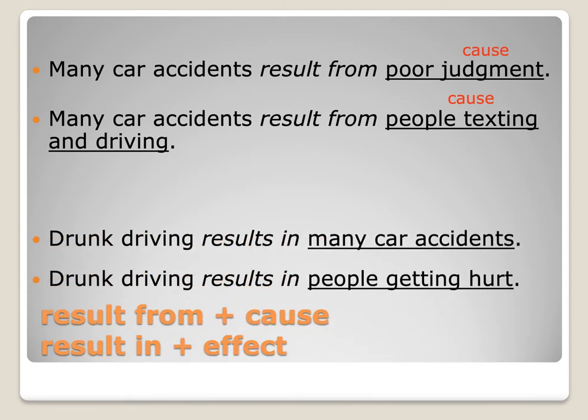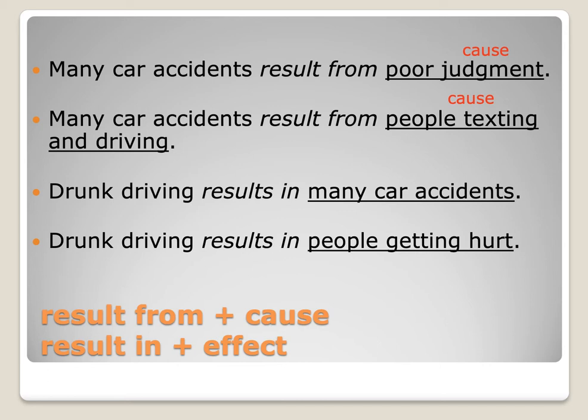Now let's look at results in. So we can say drunk driving results in many car accidents. We can also say drunk driving results in people getting hurt. So results in is followed by the effect. So that preposition makes a big difference. Results in is the opposite of results from. And again, when we use results in, it's followed by a noun, or it can also be followed by a gerund.